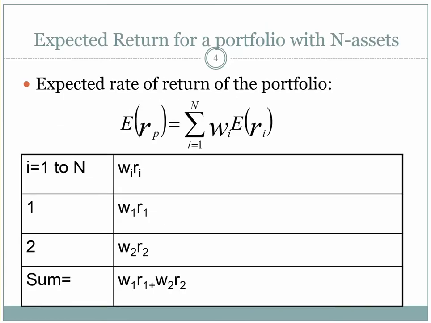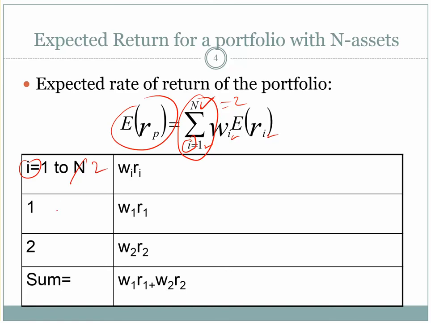We'll first calculate the portfolio return. The portfolio return for an N-asset portfolio is the sum from i equals 1 to N of w_i r_i. So the sum tells us that we're going to have N number of assets. Say we have 2 assets. It's the sum from 1 to 2 of the weight of asset i times the return of asset i. So the sum works like a counter. The i is the counter. We're going to take it from 1 to 2.